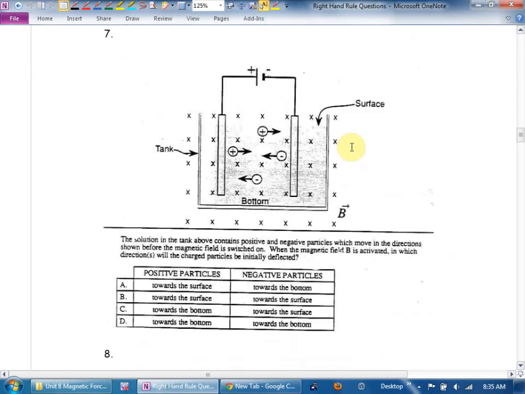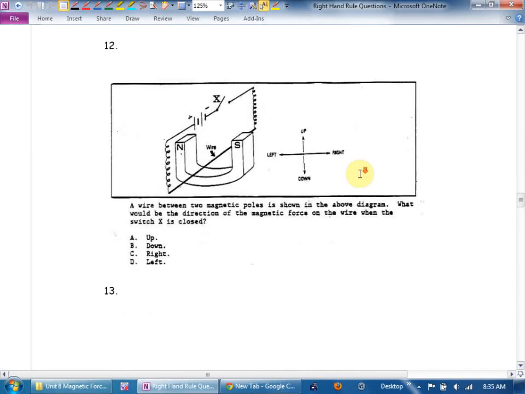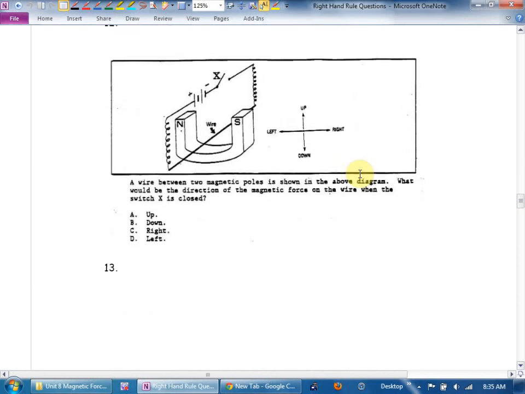Number 12, I'd love to do number 12. Okay. What would be the direction of the force on the wire? This is a nice, realistic, actual circuit example, which I kind of like, I've got to be honest. First thing I'm noticing here, I've got to really analyze this diagram.